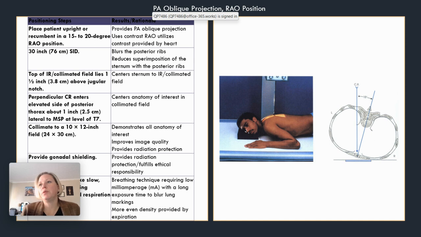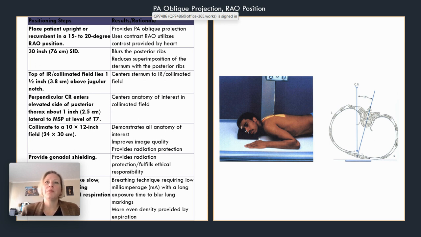All right, so for your PA oblique projection, your RAO position, your patient is going to be either upright or recumbent, lying prone. You will rotate your patient 15 to 20 degrees for an RAO position. 30-inch SID. The top of your IR or your collimated field is 1 to 1.5 inches above your jugular notch.